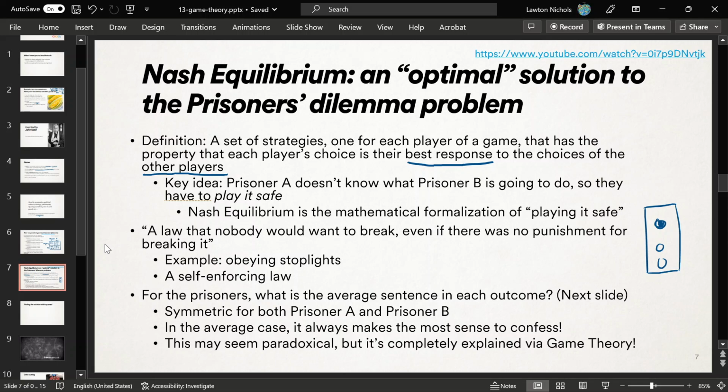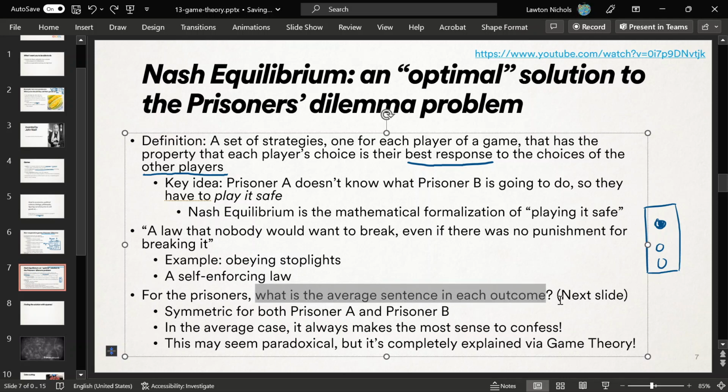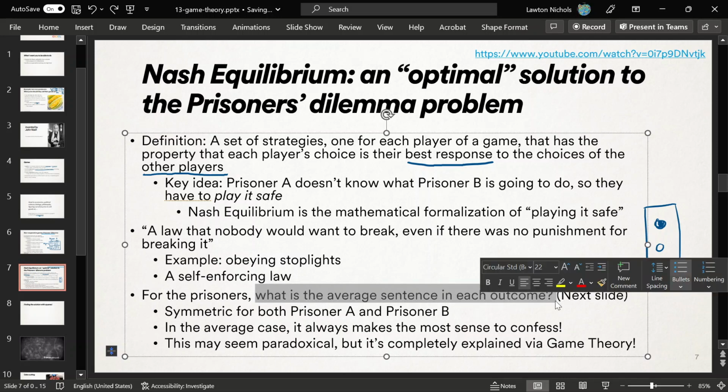That is what a Nash equilibrium is all about. Nice. So for the prisoners, the goal to figure out the Nash equilibrium is to consider what the average sentence is going to be for every possibility. Think about it from one of the prisoner's point of view. It's going to end up being symmetric. I'll show you that. I'll make a nice little drawing.